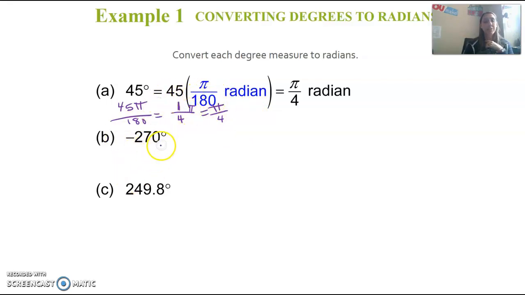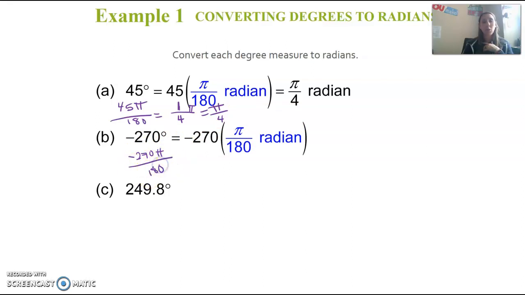So then we have negative 270. We're going to multiply that. So then we end up with negative 270 pi over 180. Well, I can divide 90 into both of those. So 90 goes into 270 3 times, and the pi stays there and it's negative. And 90 goes into 180 2 times. So I end up with negative 3 pi over 2. So again, we're simplifying the numbers.